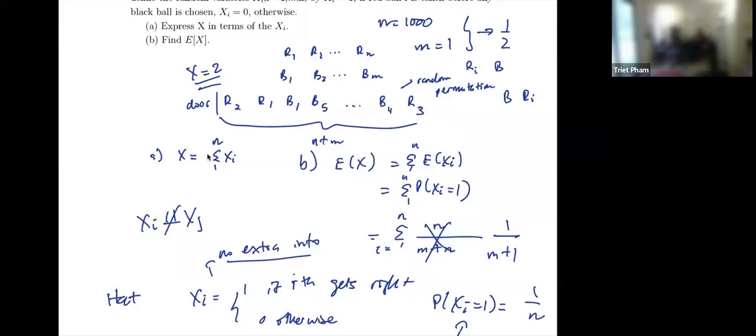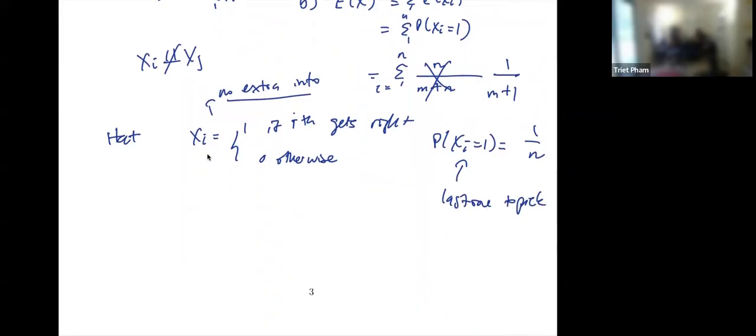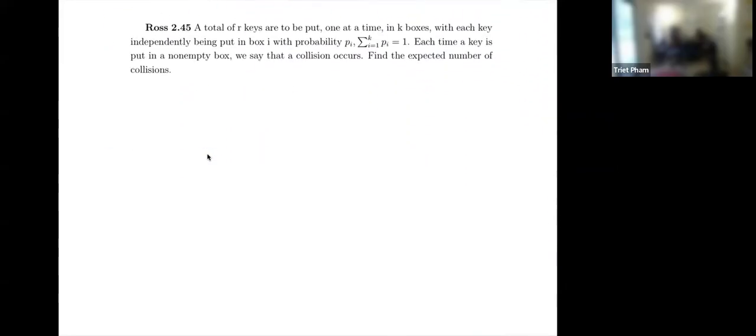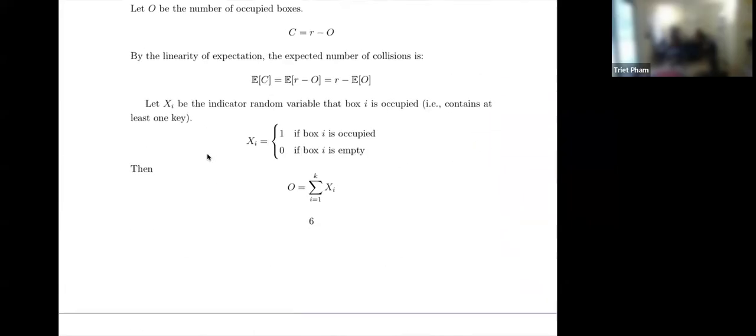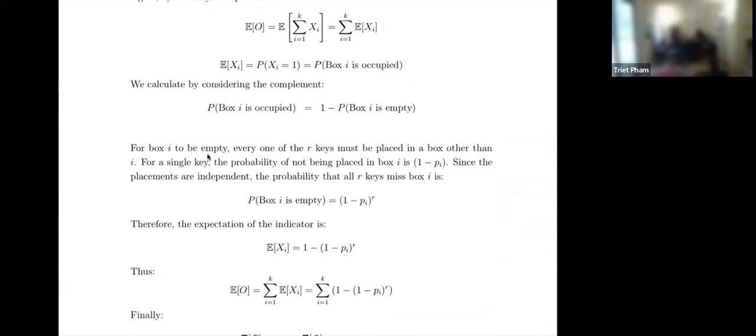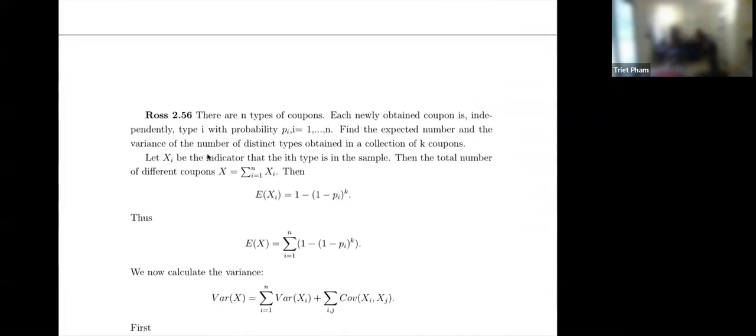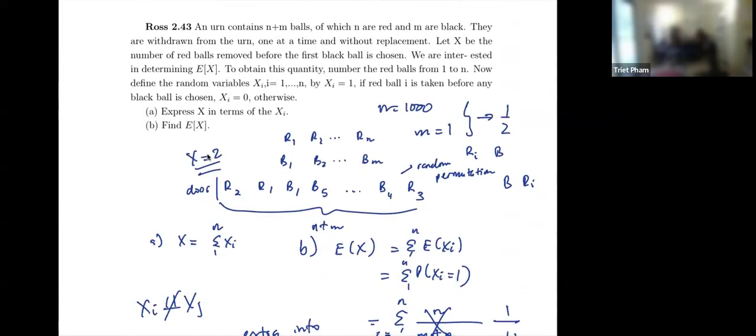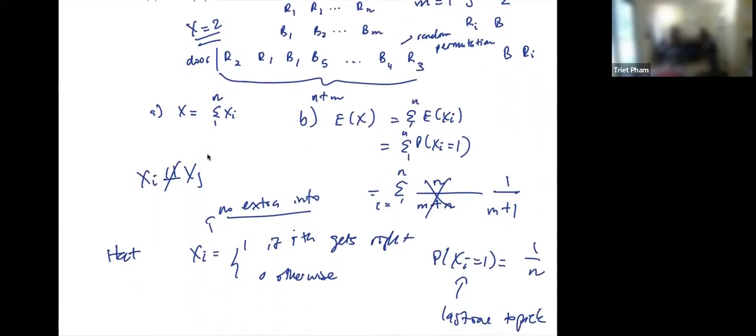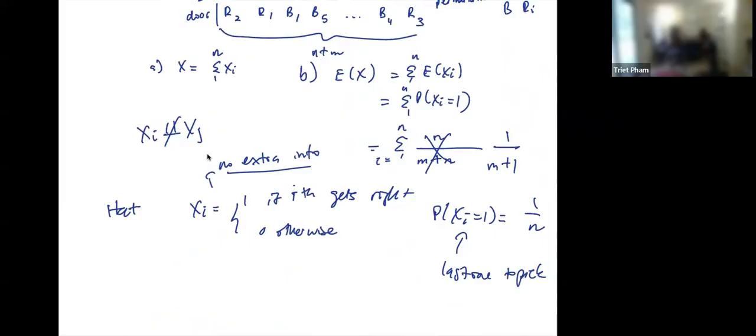Perspective is super important. Let me see. Oh, I did not include the answer for this one for some reason, but this is the answer. So n over m plus 1.